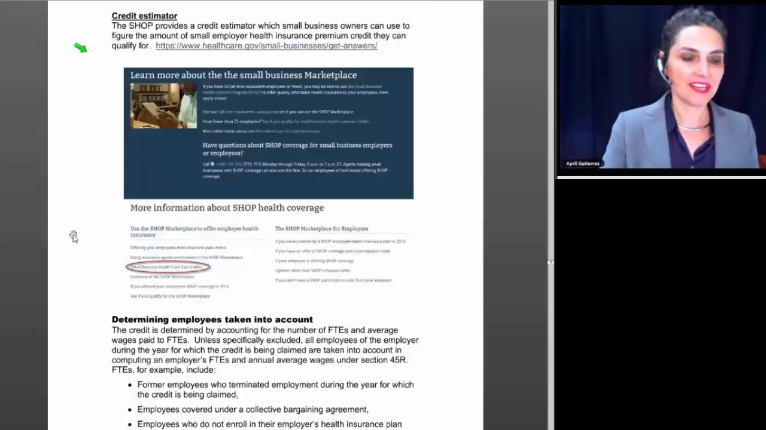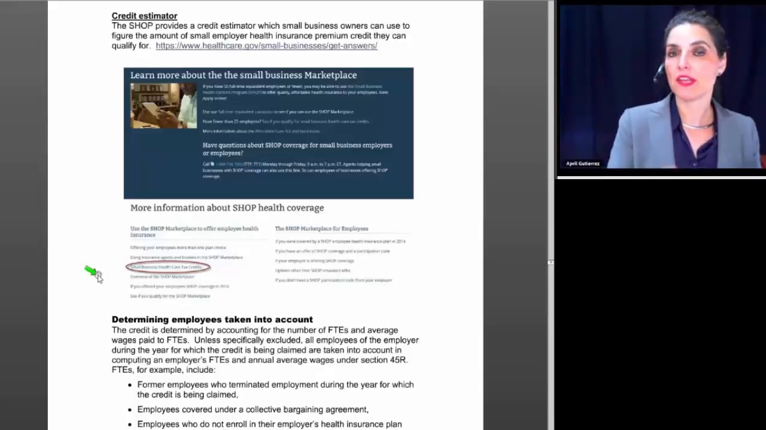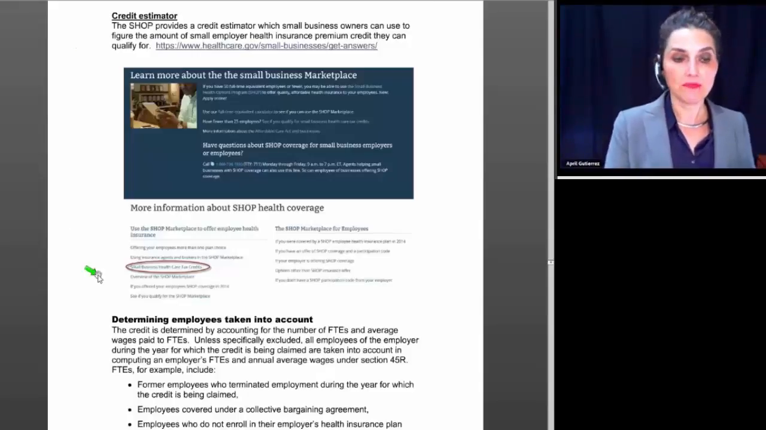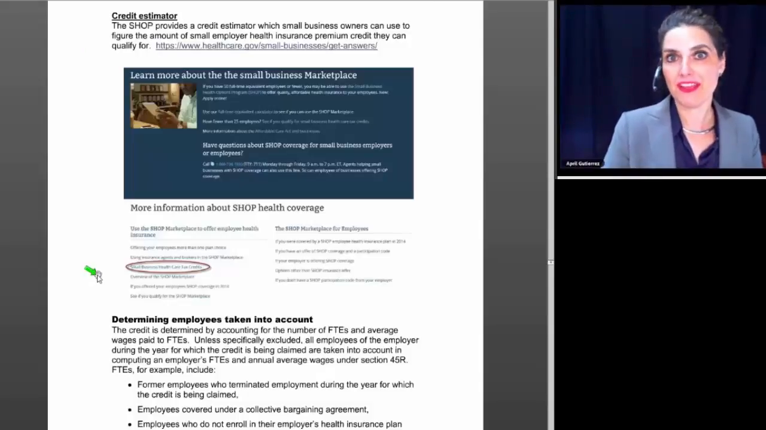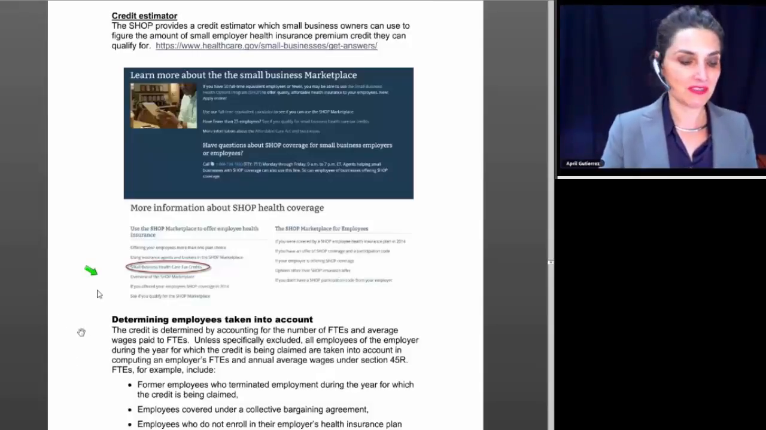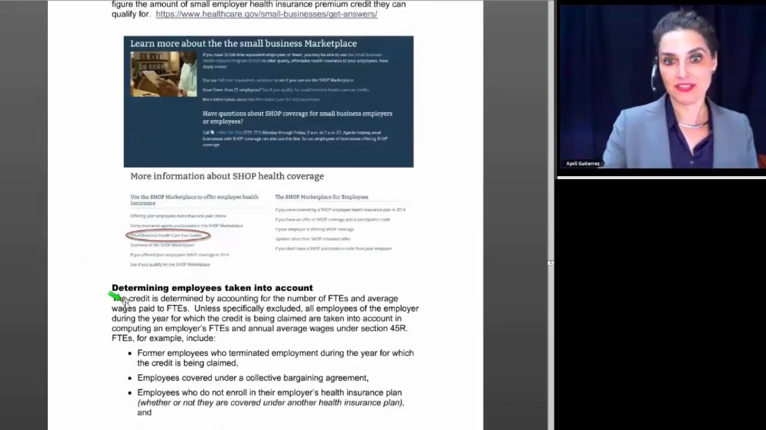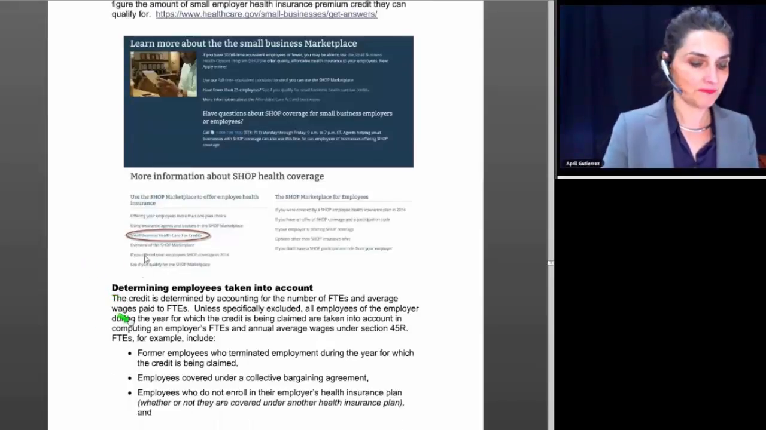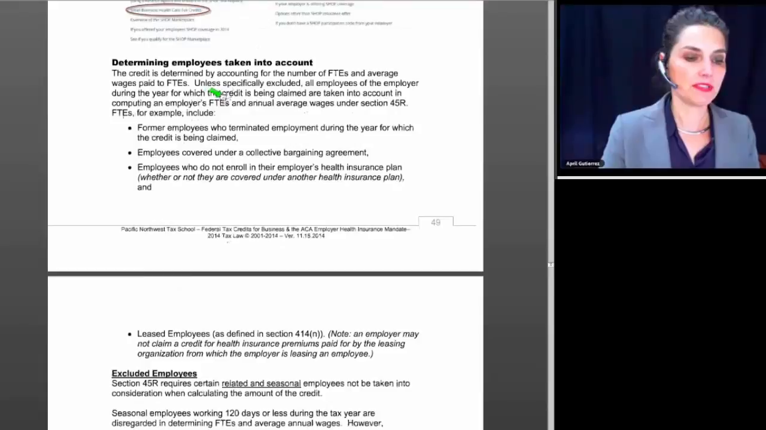And then essentially what that would mean is that the employer, depending on what the average wage of the employees is, could be eligible to get half of the cost of those premiums back as a credit on their tax return. But unfortunately only for 2 years, and also limited if the average wage paid to employees exceeds $25,000 for the year. So how do you determine the employees to take into account?